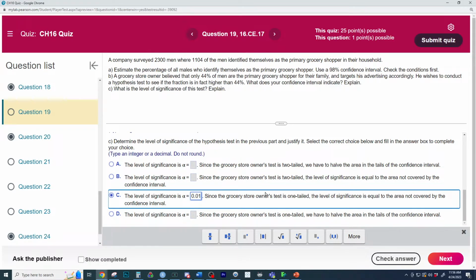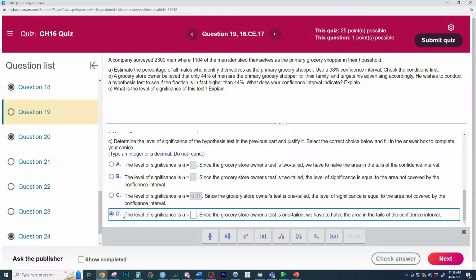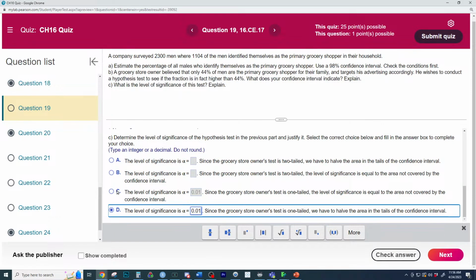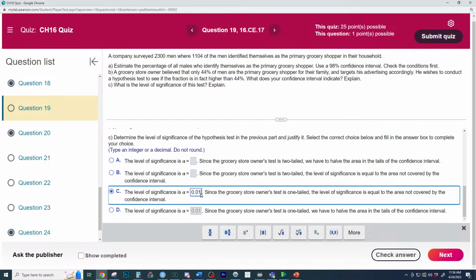Since the grocery store owner is doing a one-tailed test, the level of significance is equal to the area. No, it's got to be this one right here. We have to have the area. Let me delete this in here.